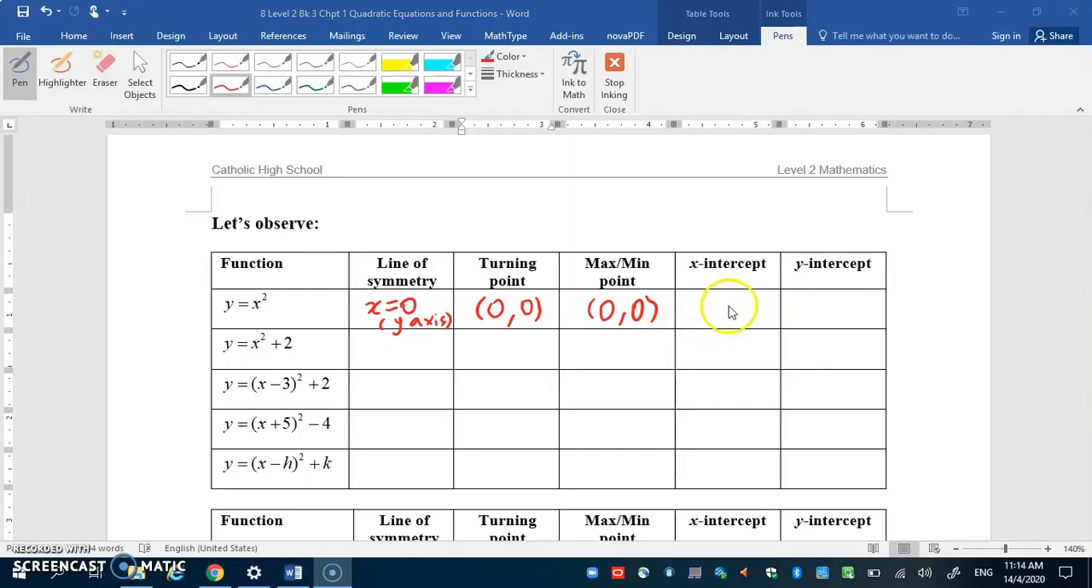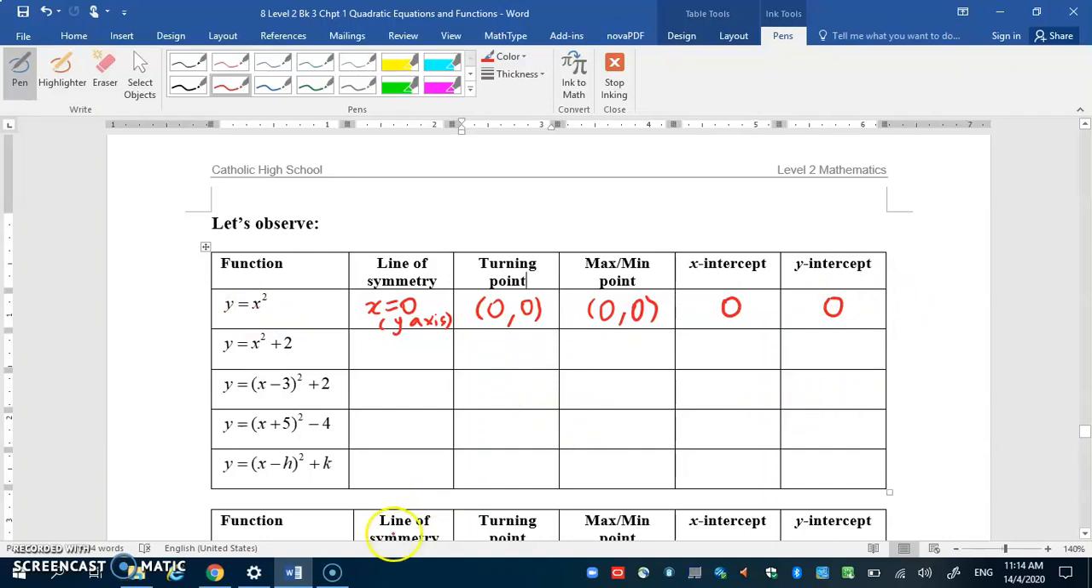The x-intercept is, remember, when y equals 0, right? So when I sub y equals 0 here, when will x squared be equal to 0? That's right, only when x is equal to 0. So the x-intercept is 0, and the y-intercept is when x is 0. So when I sub in x equals 0 over here, y is also 0. So that's the first row filled up. Let's move on to the next graph.